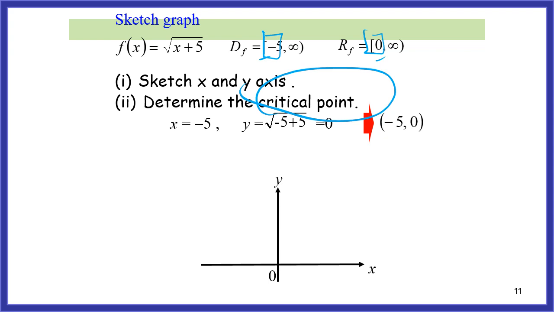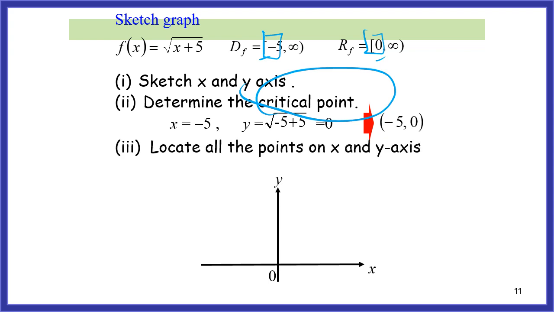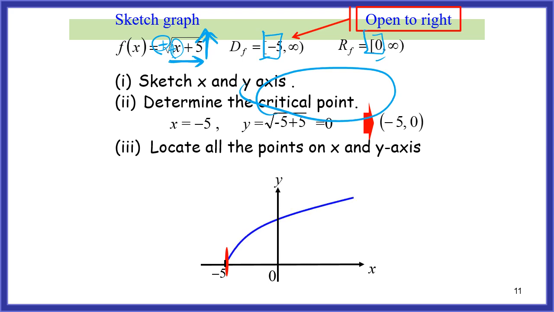So this is the critical point. We draw the critical point on the graph, locating it on the x and y axes. What we have here is (negative 5, 0). And then what is the basic shape for this graph? Because it's positive x in a positive square root, it goes to the right and goes up. Positive x goes to the right and positive square root goes up. So that's why the graph goes like this, to the right and up.